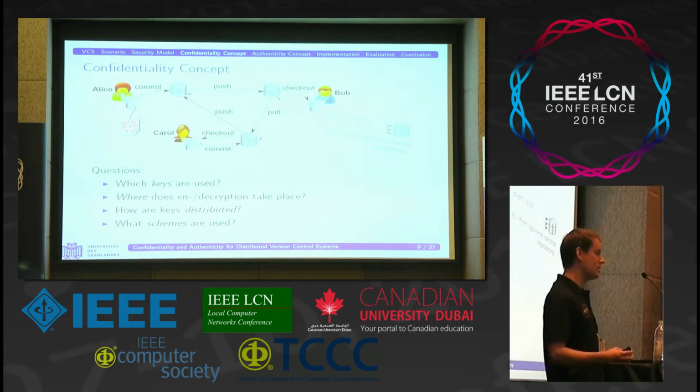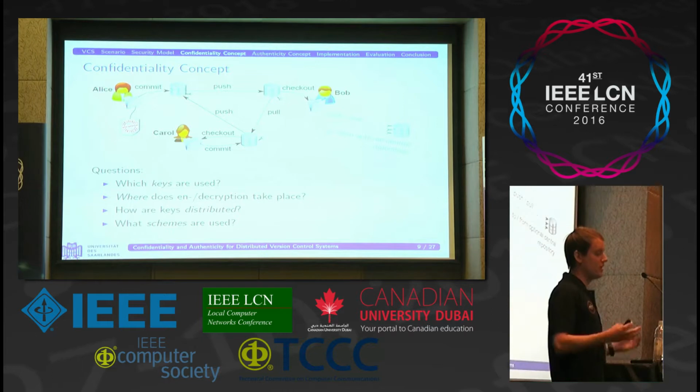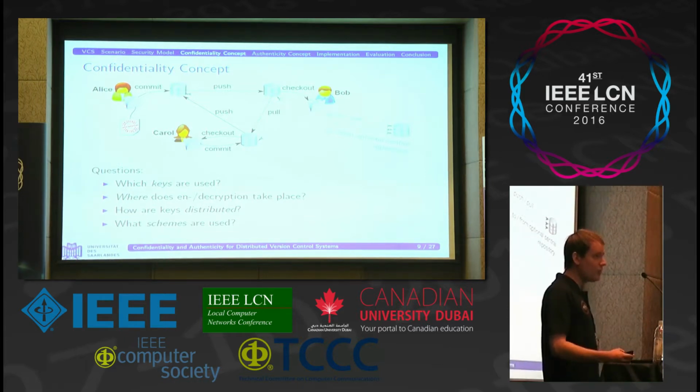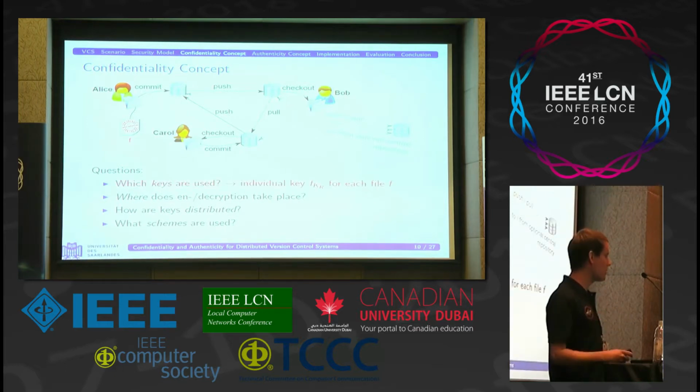So the confidentiality concept is as follows. As said before, the idea is to encrypt the file content and also the file name. So for the detailed concept, we basically have to answer these four questions. We have to decide on keys that are used for encryption. We have to define where and when encryption shall take place in the system. We have to handle key distribution, and we have to choose appropriate encryption schemes. The first one is easy. We simply assign a random symmetric key to each confidential file that is created by a user.